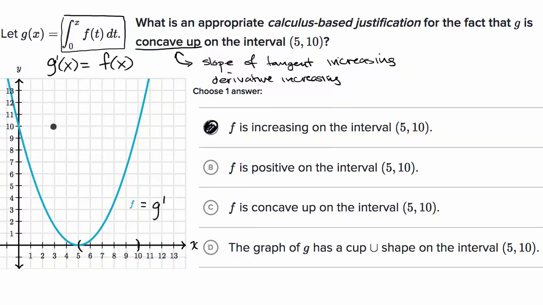In fact, you could have a situation like this, where you are concave up over that interval, but for much of that interval, if this was our graph of f or g prime, we are decreasing. And if we're decreasing over much of that interval, then on this part our original function would be concave down. The graph of g has a cup U shape on the interval. Well, if we had the graph of g, this would be a justification, but it wouldn't be a calculus-based justification. Let's do more of these.